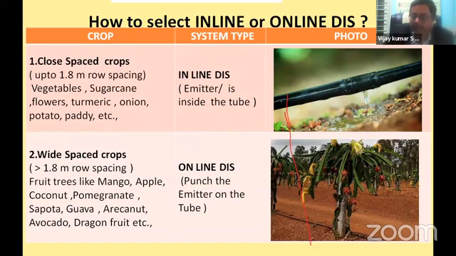That means I will punch. That means I will take the lateral, I will take the dripper and punch it. That means I'm going to fix it on the line. So that is why it is called an online drip irrigation system. Any wide scale space crop more than 1.8 meters, typically like mango, apple, coconut, pomegranate, sapota, arecanut, you name any horticulture or fruit crop, everything can be covered. Today, the trend you can see on the right side, the dragon fruit has become very popular. So basically, you have inline drip irrigation system and an online drip irrigation system, and we are going to see how to do the design for this.